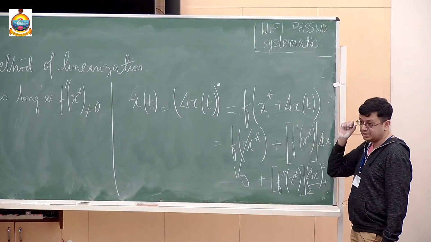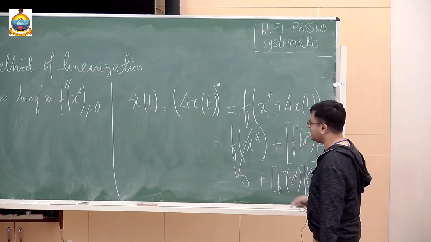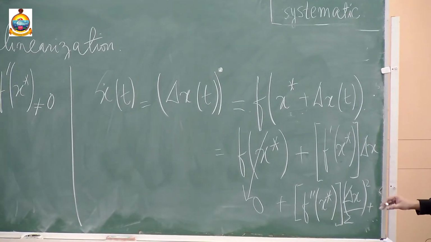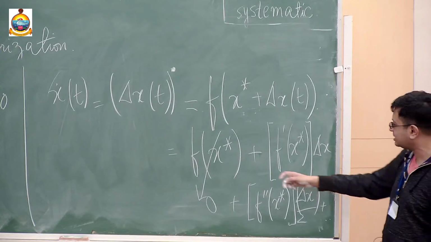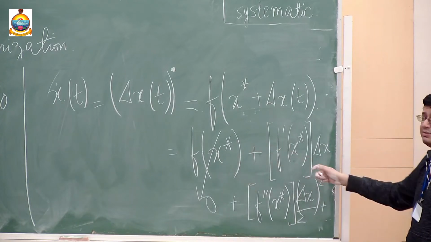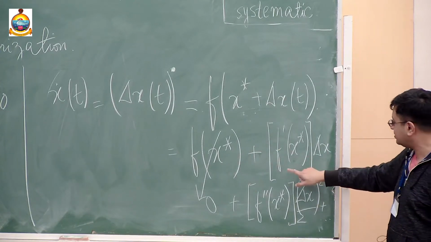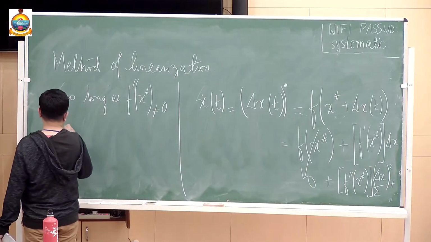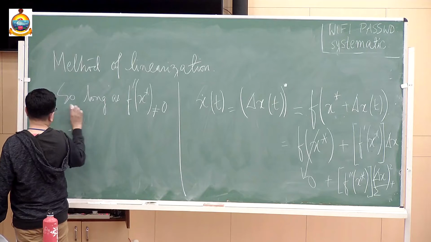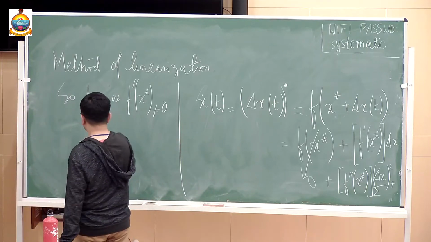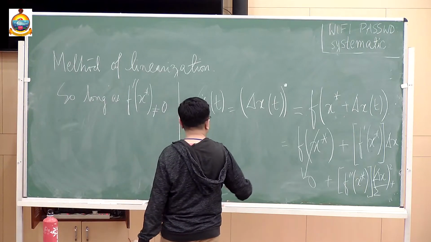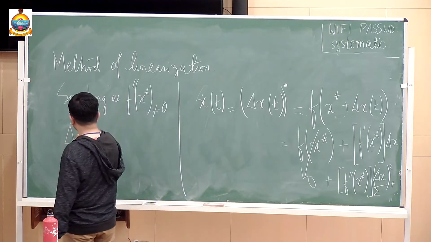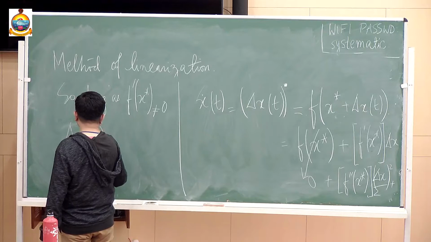If f prime of x star is itself 0, then we will end up with what is known as a hybrid or higher order fixed point, which I will come to later. But the typical situation is that f of x star is 0, but the derivative is not 0 there. So long as this is not equal to 0, I can neglect higher order terms, and I will end up with this equation for delta x of t.